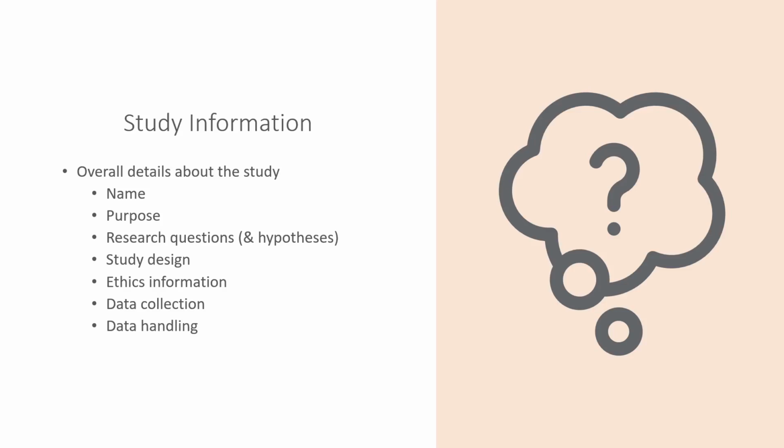The first section is about study information. We look at things like the name and purpose of the study, what the research questions are, and there may be research hypotheses that go with those questions. We look at the study design, and we look at any ethics information with this study. We also look at data, how data is collected and how data are handled.